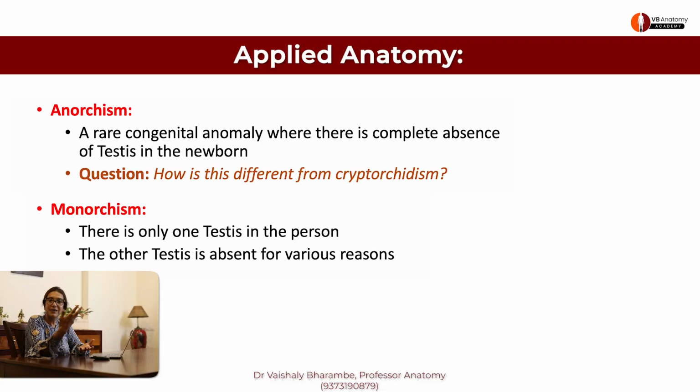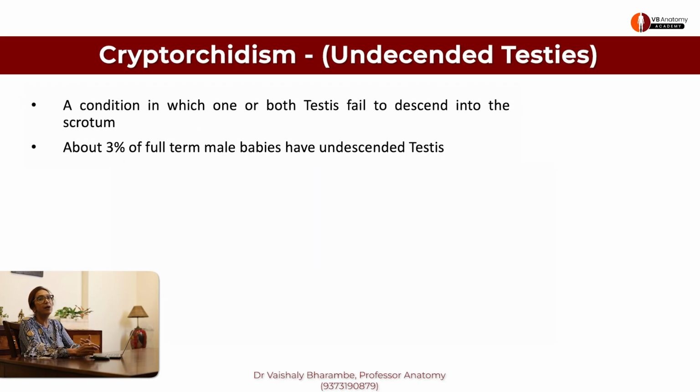That's a very rare condition, but you have to consider it. How do you differentiate that from cryptorchidism? Think, find out. Answers are given in the notes if you can't find out. Monorchism: one testis has descended, the other has not developed at all. That's also a possibility. And the third condition is called cryptorchidism, when the testis has not descended. It's formed, but it's not descended. A case of undescended testes.